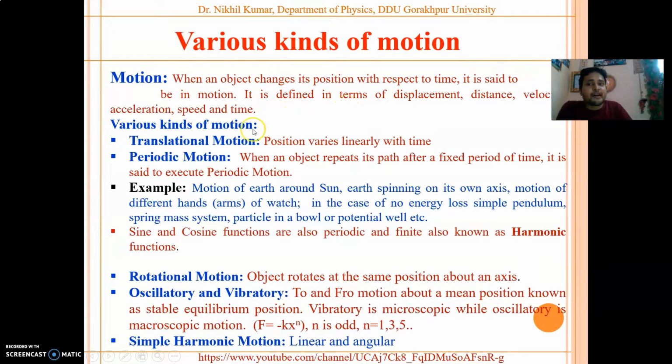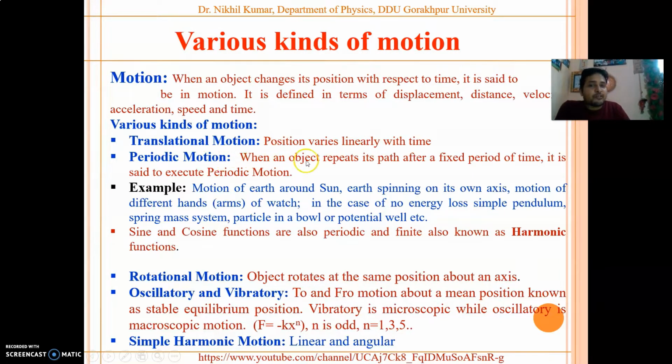So what are various kinds of motion? Following are various kinds of motion, like translation motion, where position varies linearly with time. जब ऑब्जेक्ट का पोजीशन समय के साथ लीनियरली चेंज करता है, या जो ऑब्जेक्ट है वो लीनियर पाथ पे ट्रेवल करता है, तो हम उसे ट्रांसलेशन मोशन बोल रहे हैं.